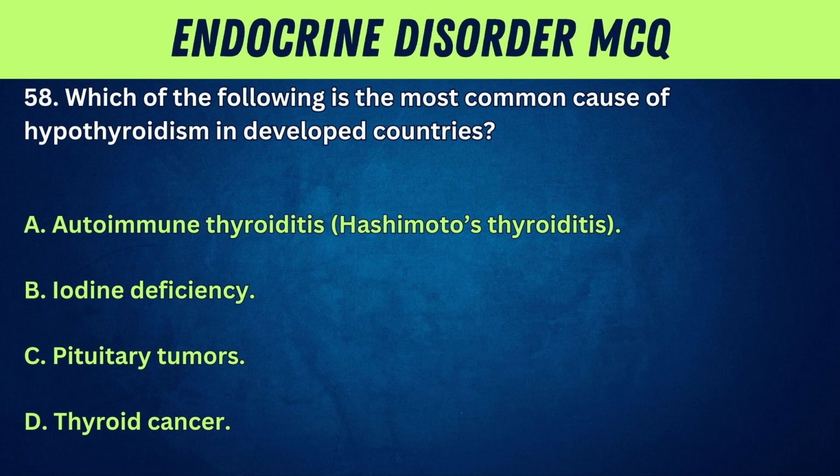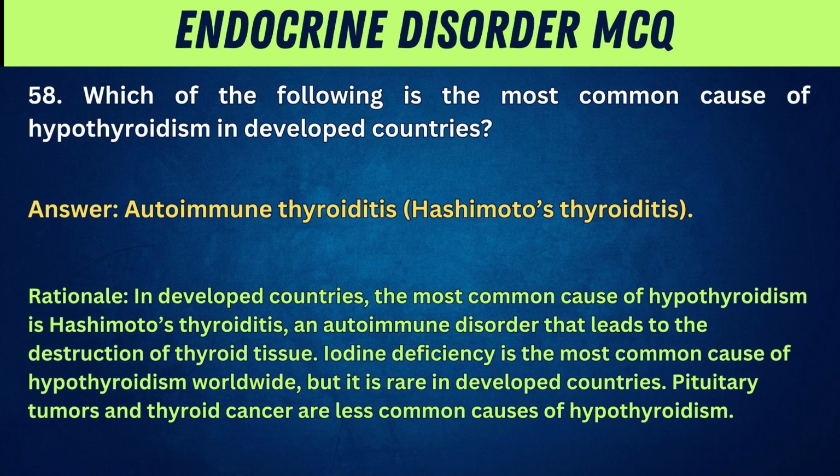58. Which of the following is the most common cause of hypothyroidism in developed countries? A. Autoimmune thyroiditis, Hashimoto's thyroiditis. B. Iodine deficiency. C. Pituitary tumors. D. Thyroid cancer. Answer: autoimmune thyroiditis, Hashimoto's thyroiditis. Rationale: in developed countries, the most common cause of hypothyroidism is Hashimoto's thyroiditis, an autoimmune disorder that leads to the destruction of thyroid tissue. Iodine deficiency is the most common cause of hypothyroidism worldwide, but it is rare in developed countries. Pituitary tumors and thyroid cancer are less common causes of hypothyroidism.